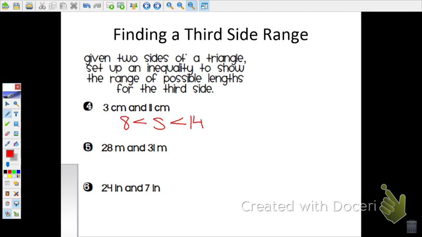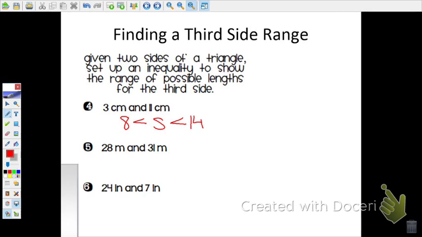Where did we get the 8 from, though? We subtracted the 11 and the 3. Because if it was 8, it wouldn't work, because it'd be equals. So any number between 8 and 14, and we don't have the equal to bar, so we're not counting 8 and 14, but any numbers between those two would work and make that first situation that we talked about true. So we just subtract to find the lower end. We add to find the upper end. We're always using those less than symbols in between.